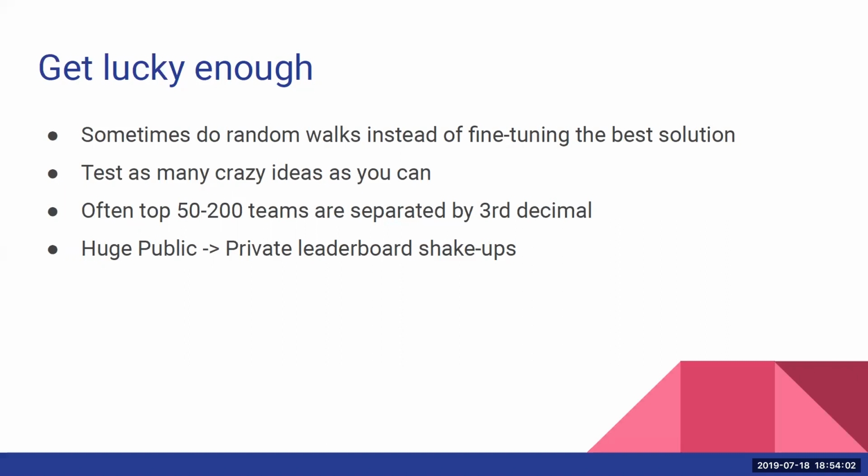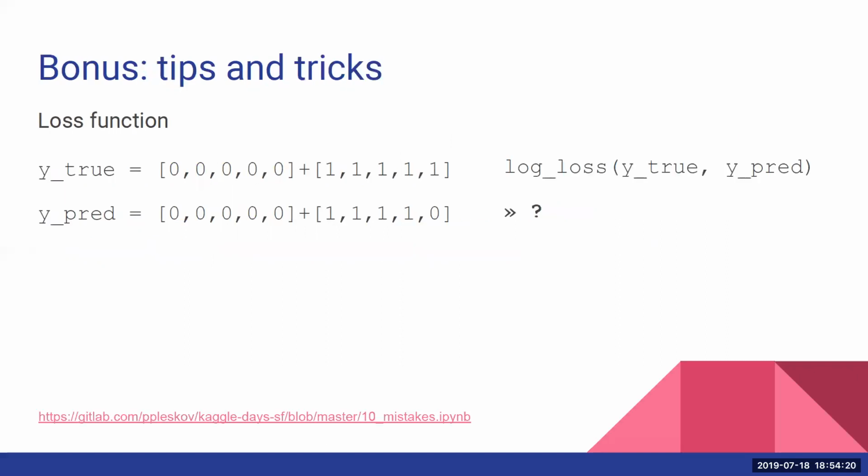And sometimes there are shakeups in the public and private leaderboard. Don't be surprised, it happens. It's very sad when you are in the top 5 teams and after they open the private leaderboard, you are 100-something or probably 1000-something. Happens all the time. There's a bonus section.